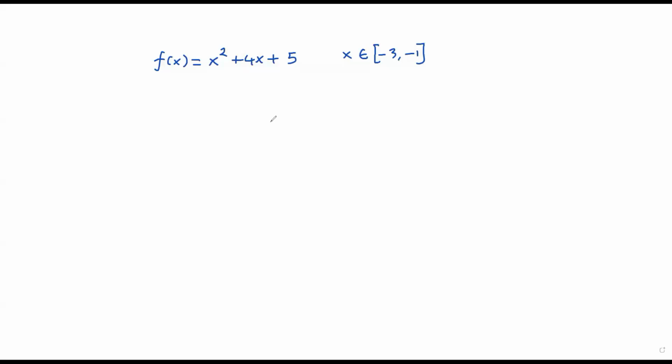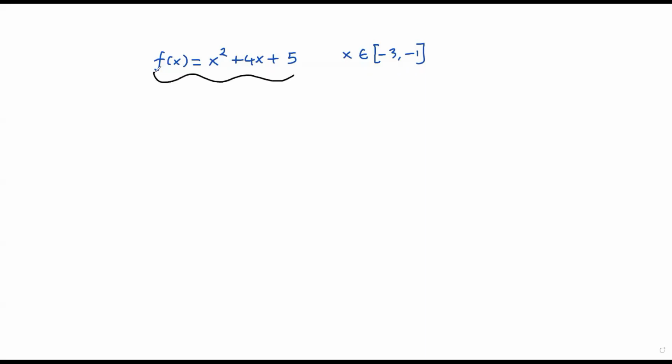Let's consider the function f of x equals x squared plus 4x plus 5 over the interval negative 3, negative 1. Here we have to use Rolle's theorem to find a value of x between negative 3 and negative 1, where the tangent line to this curve will be horizontal. To do that, we have to check the three conditions of Rolle's theorem for this function.